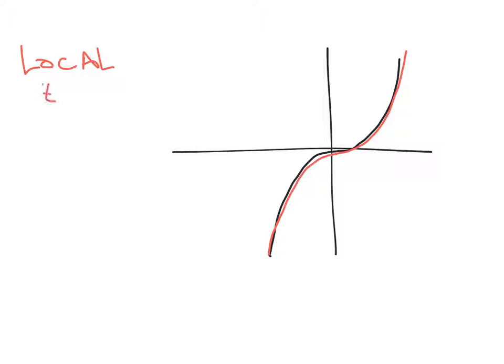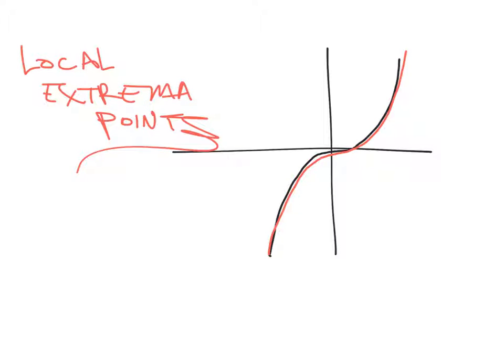Local extrema points. Okay, so that's what those turning points are. In particular, a point where the curve changes from decreasing... let me get my graph back up here... where a curve changes from decreasing to increasing.